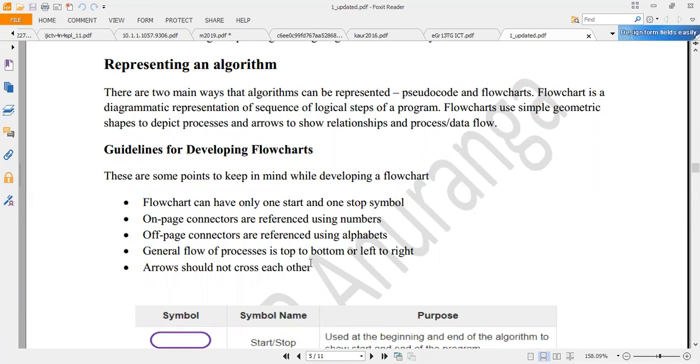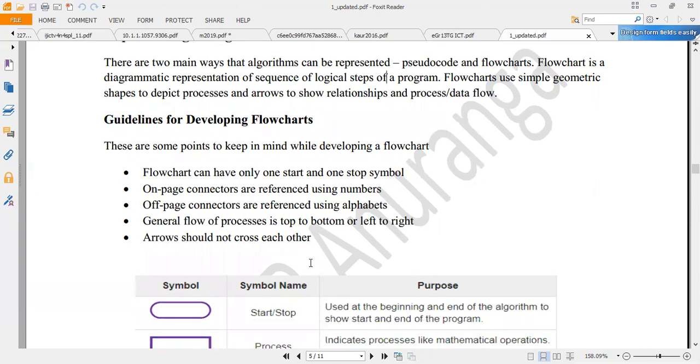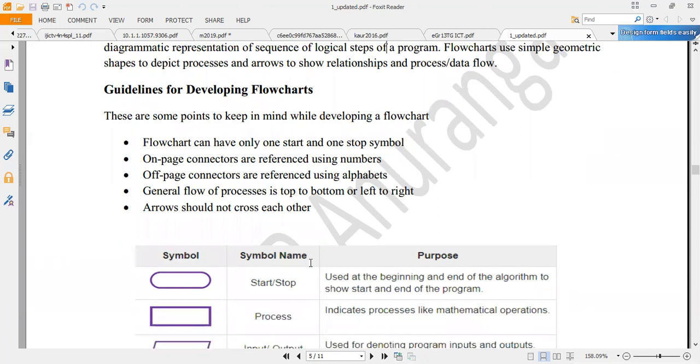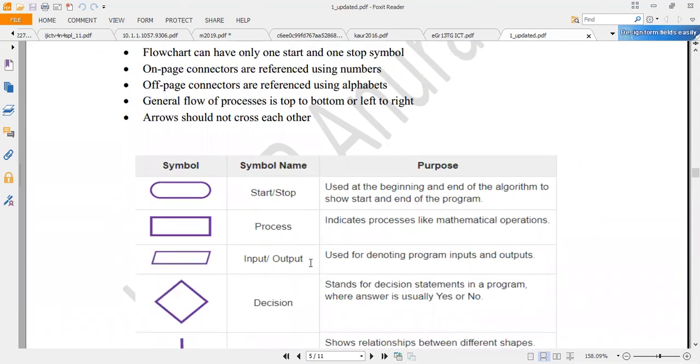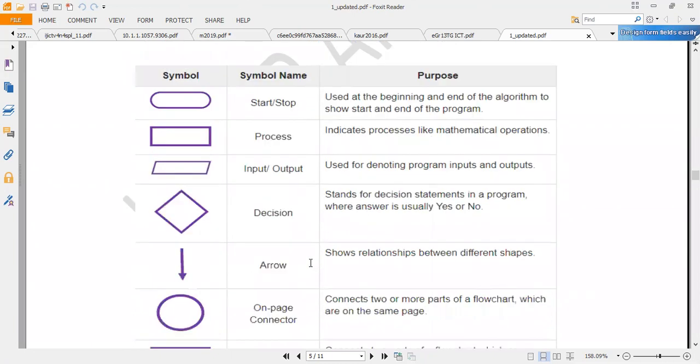One-page connectors are referenced using numbers. Off-page connectors are referenced using alphabets. The general flow of processes is top to bottom or left to right. Arrows should not cross each other. So these are the symbols used for drawing flowcharts.